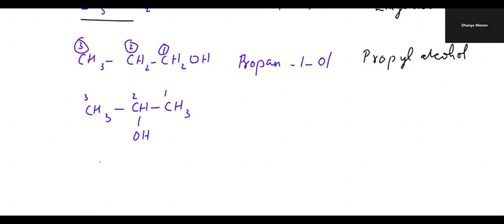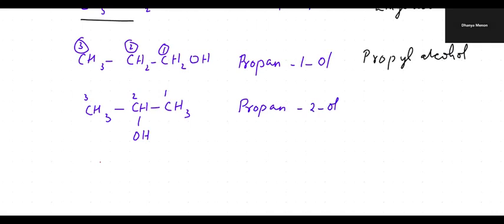Now, what is the IUPAC name? Propane-2-ol, because E and O are coming near each other. I'm removing this E. Okay.